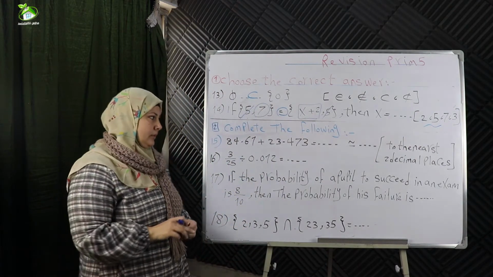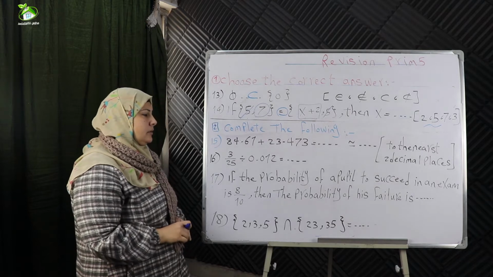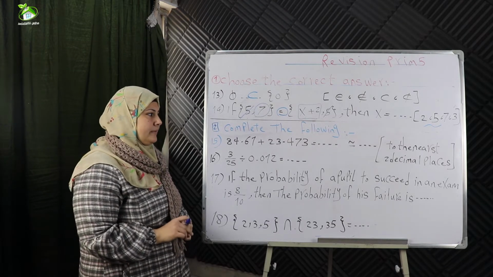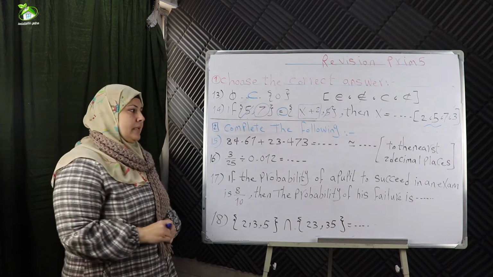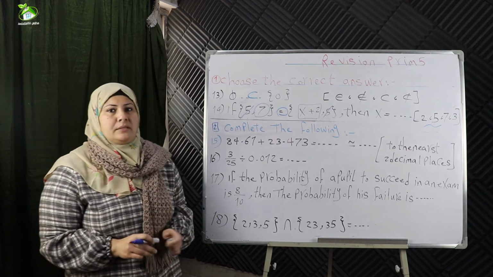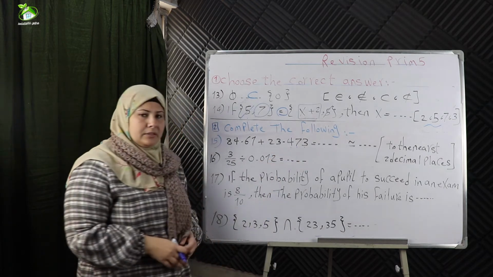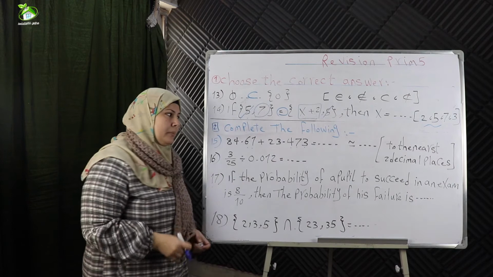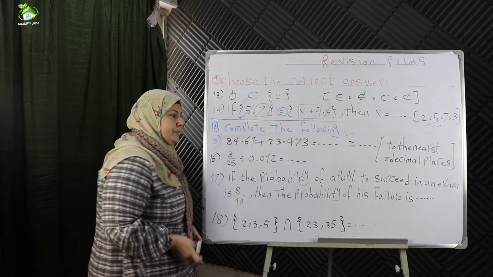Complete the following. 84.67 plus 23.473. To add any two decimal numbers, the number of decimal places must be equal. Here 1, 2, 3 decimal places. Here 1, 2 decimal places. So I will add 0.